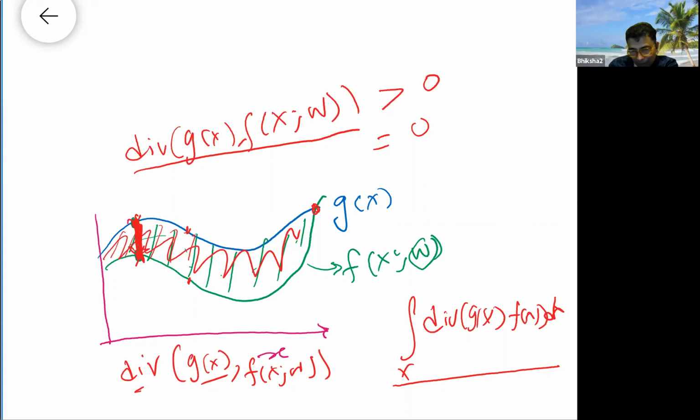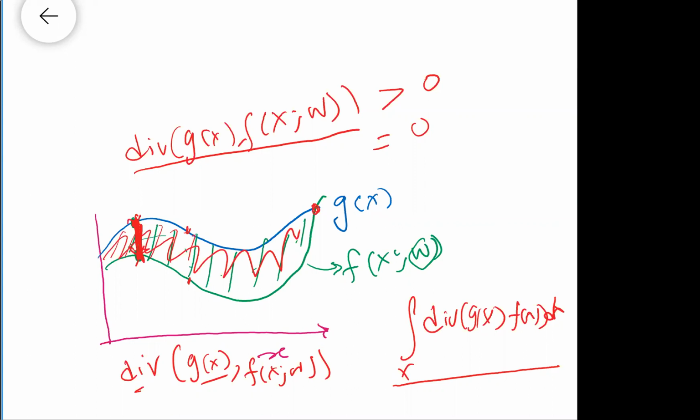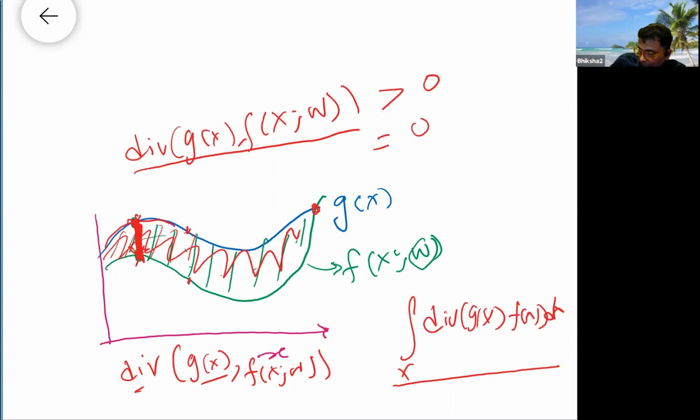What are the things I need? Anyone? The value of the function at every instance. I need the value of g of x everywhere, right? And I don't have that. So directly computing this is going to be impossible and we cannot minimize it.